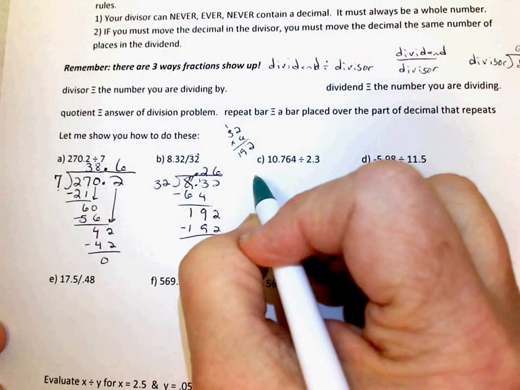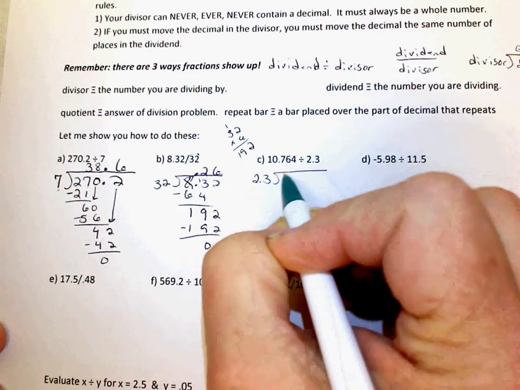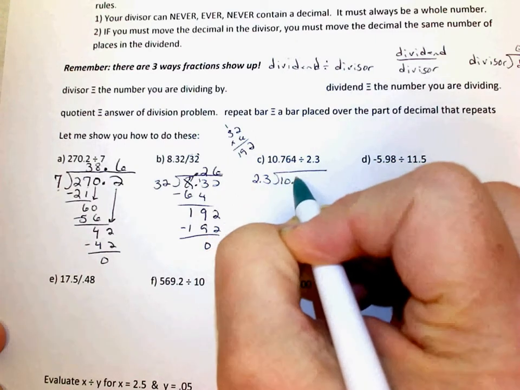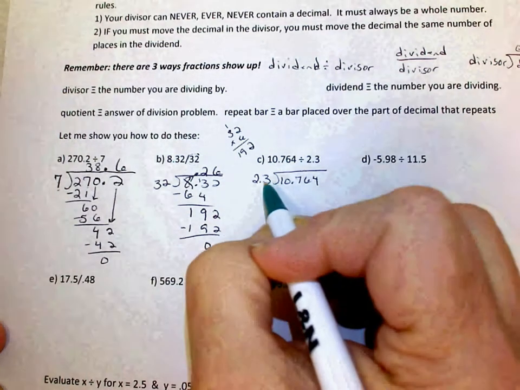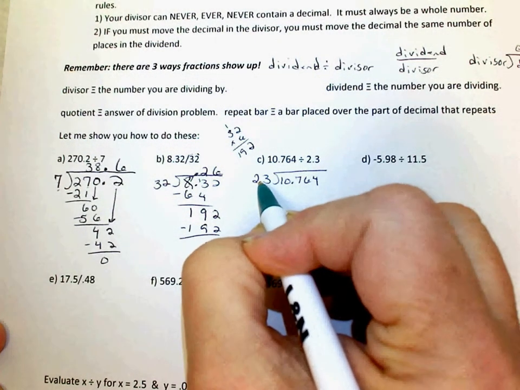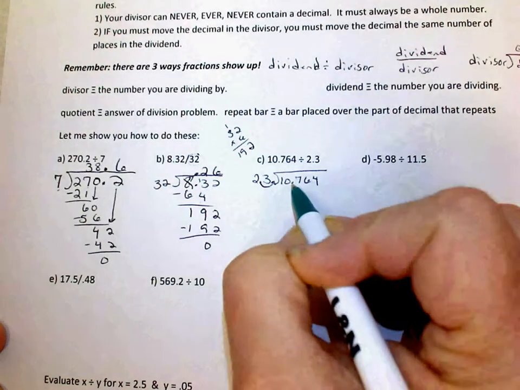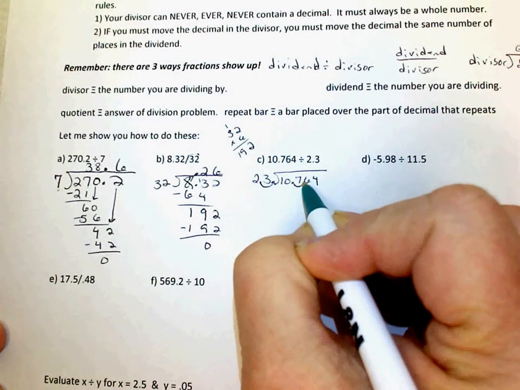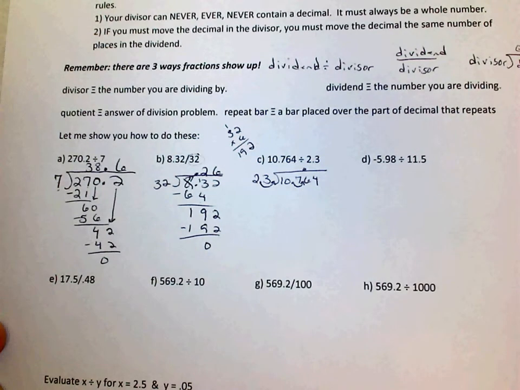Now we're getting into some problems. Notice I'm not carrying my decimal straight up because I got a decimal in my divisor. I have to move it to the right one time, which means I have to move this one to the right one time. And I carry the decimal straight up into my quotient now.